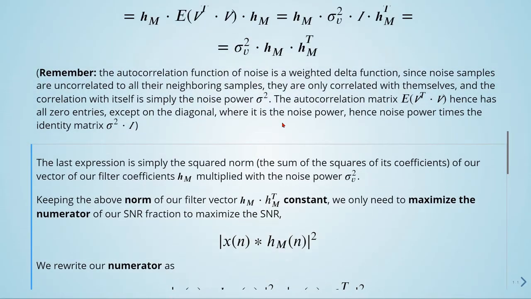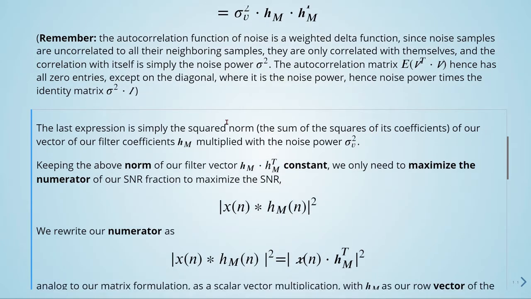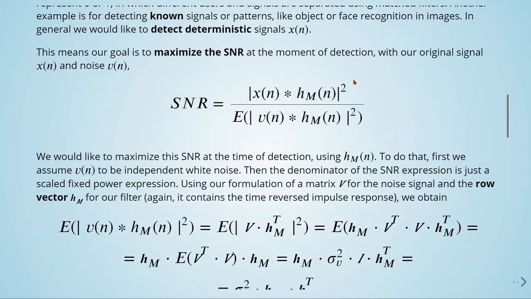The last expression is simply the squared norm, so the sum of the squares of the coefficients of our vector of filter coefficients h of m, multiplied with the noise power. So keeping the above norm of our filter vector constant, we only need to maximize the numerator of our signal to noise ratio fraction, so this part here.